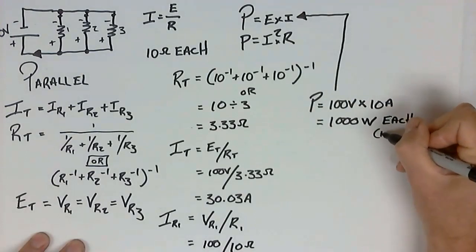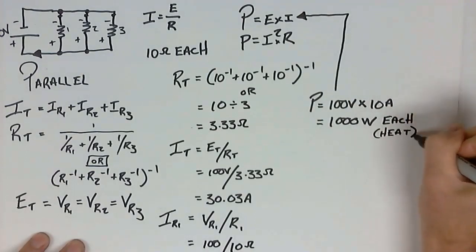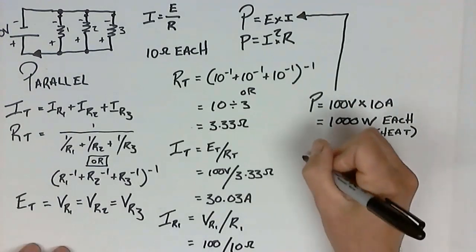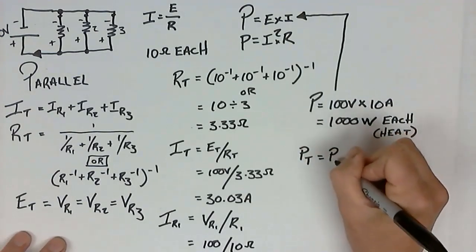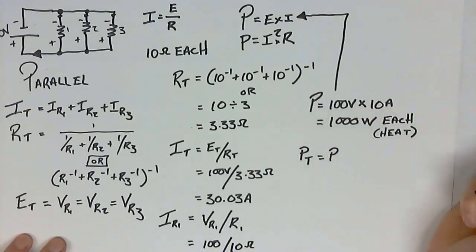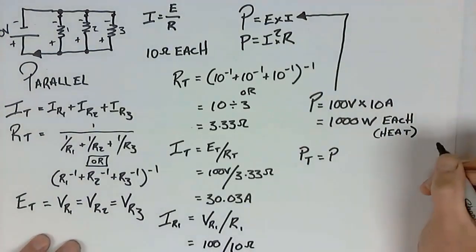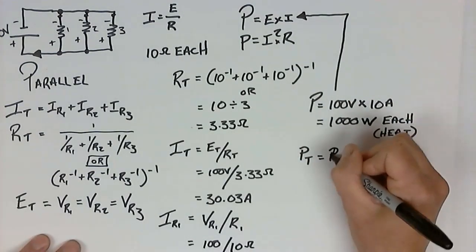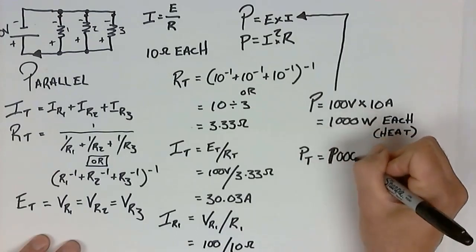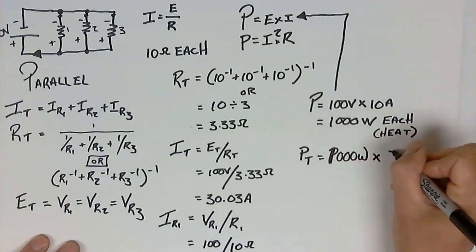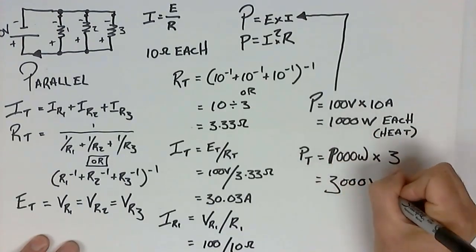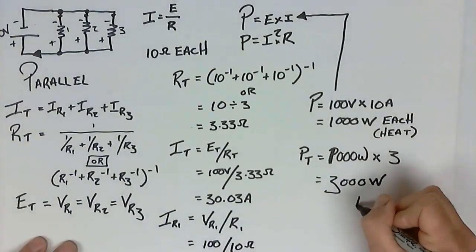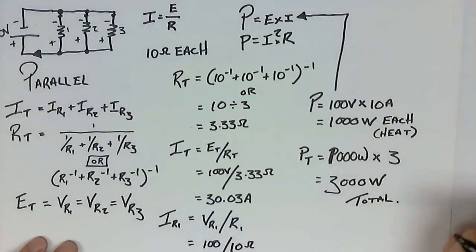And of course, this would be the amount of heat output. Now, if I want to know what the total power was, we would then add them all together. So P1 plus P2 plus P3 would give me the total amount of power. So if we take 1,000 and multiply it by 3, we get 3,000 watts, and that is the total power.